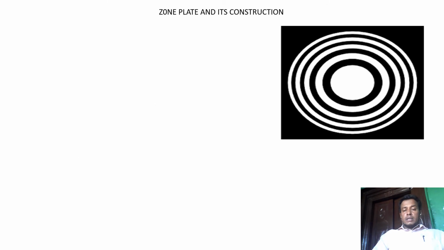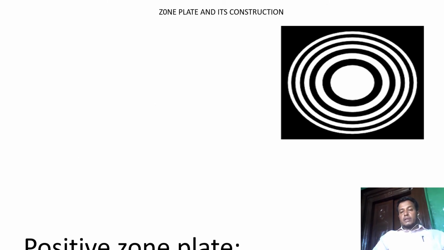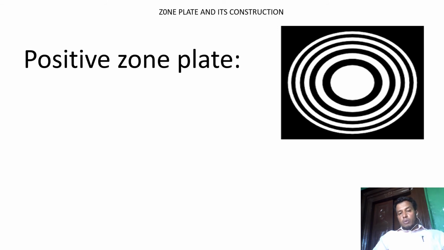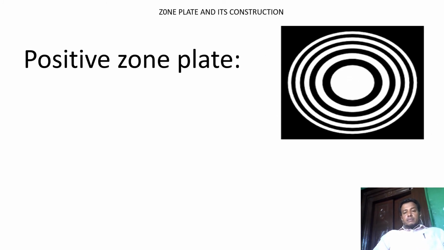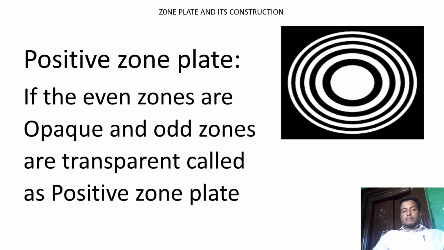Another one is the positive zone plate. See in this picture, in the positive zone plate the center Arago spot is white. Odd zones are transparent and even zones are opaque. This type of zone plate is called a positive zone plate. These are the two plates we see.